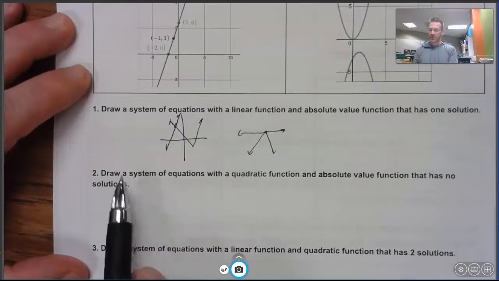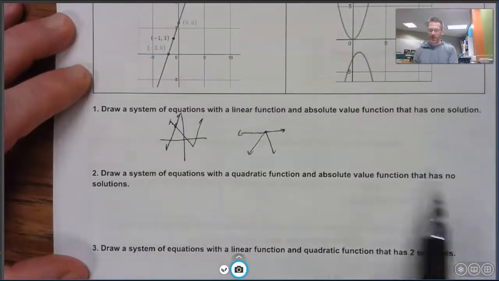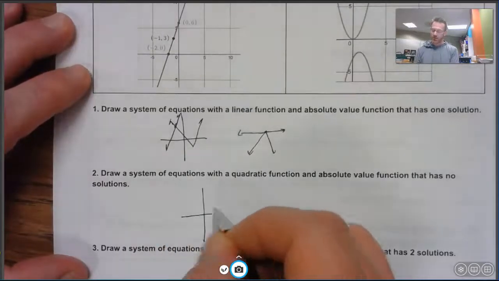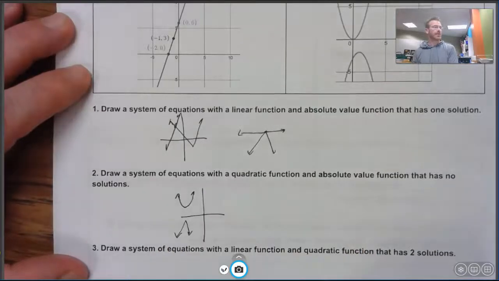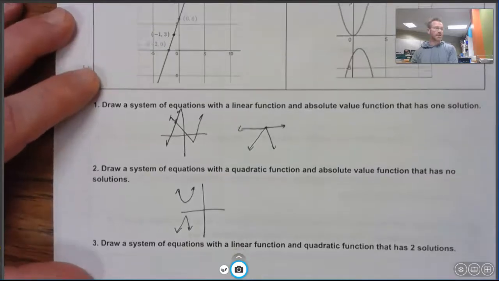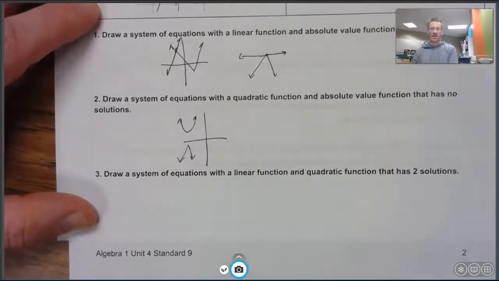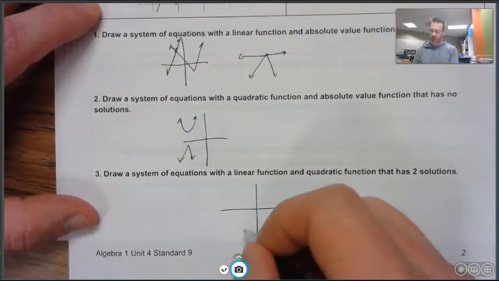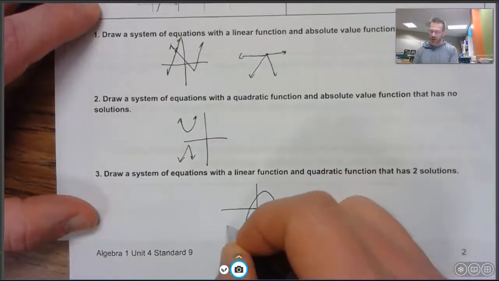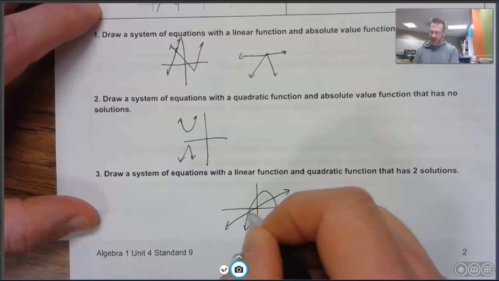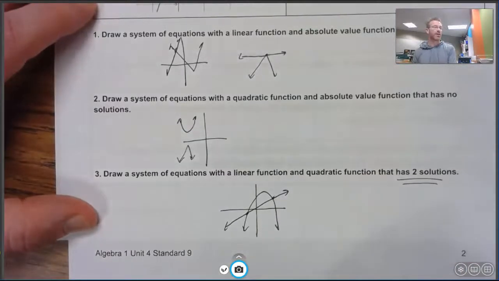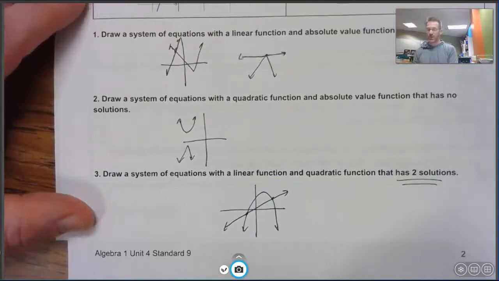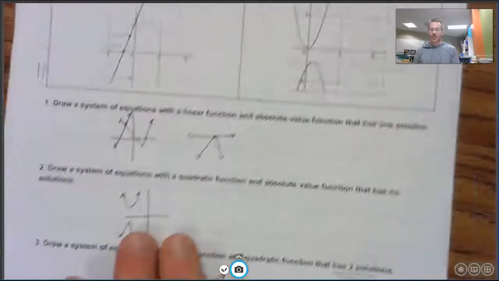Okay, draw a system of equations with a quadratic and an absolute value that has no solutions. All right, so maybe I'll draw a quadratic over here and an absolute value down here, right? Okay, so no solution right there. All right, they just don't cross. All right, draw a system of equations with a linear function and a quadratic function that has two solutions. All right, so I'll have a quadratic, maybe that opens down like that. I'll have a linear function that comes through like that. And once again, it's not what the graph looks like, it's the result of your graph. So hopefully you have two solutions no matter what you drew. All right, so that's really kind of the first part of the lesson.